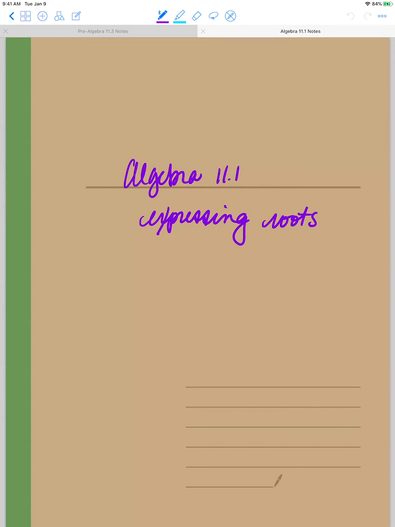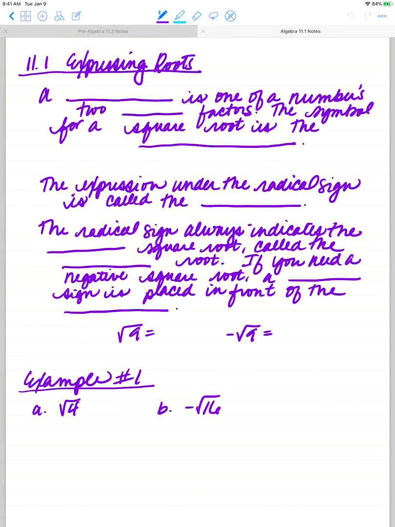All right, Algebra, starting chapter 11 today, and it's all about radicals, okay? So talking about 11.1, squaring or expressing roots. So first thing we're going to do is talk about a definition here. A square root is one of a number's two equal factors.